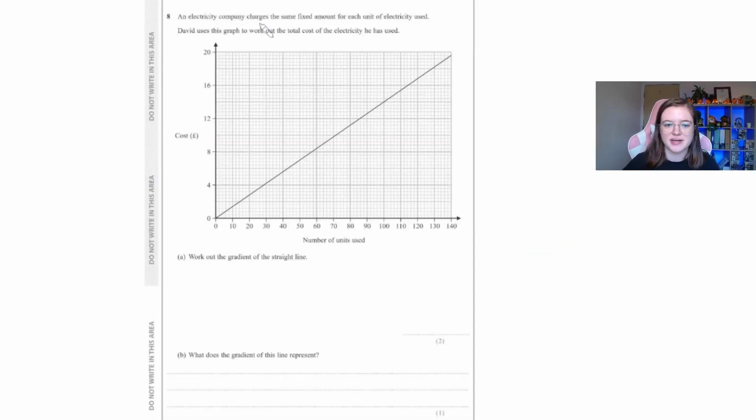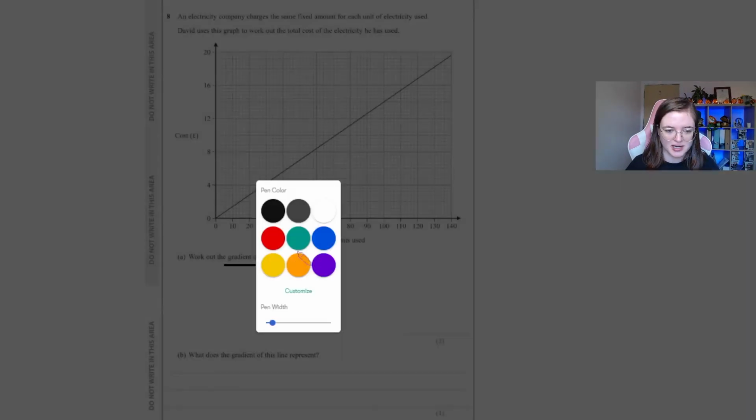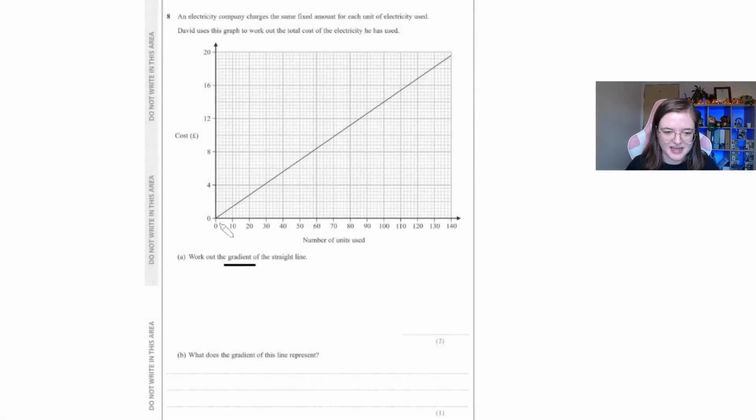An electricity company charges the same fixed amount for each unit of electricity used. David uses this graph to work out the total cost of electricity he has used. Work out the gradient of this straight line. The gradient is the triangle. I'm going to use a different colour to make it easier to see.